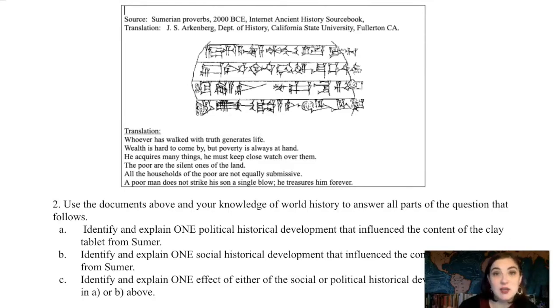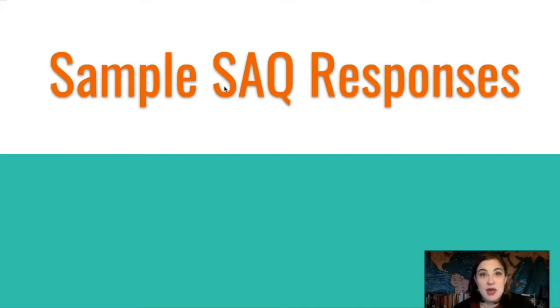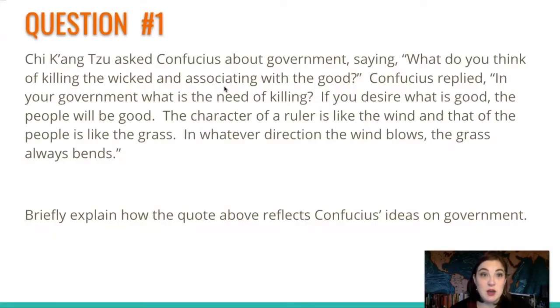So on your document, you need to label your response, like number 2, and then you have A, and you write your paragraph. And then you have B, and then you write your paragraph. And then you have C, and you write your paragraph. Now we'll go ahead and take a look at some sample responses to help you see what I'm talking about.